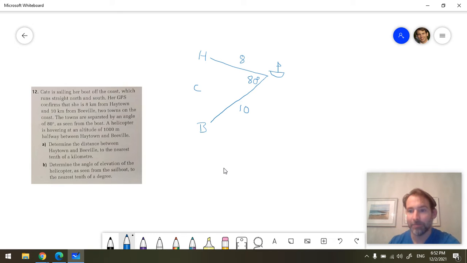Okay, first let's find this side. We'll call its length HB, side B. I'm just going to draw side B over here. The copter is a copter, so don't get that confused. This is side B, and this is angle B. So here, B squared is equal to 8 squared plus 10 squared minus 2 times 8 times 10 times cosine 80.